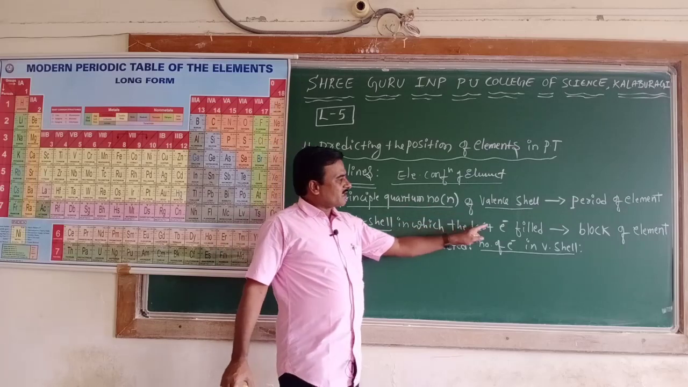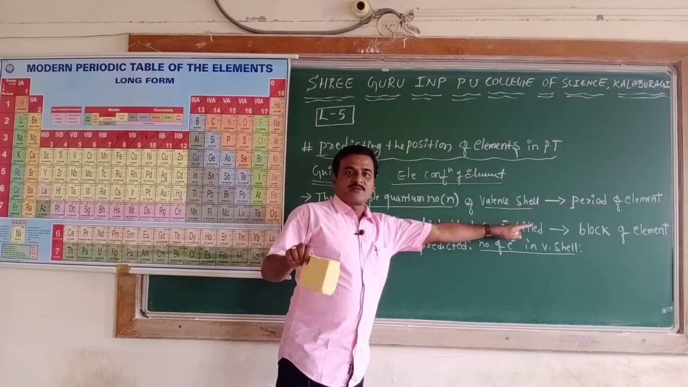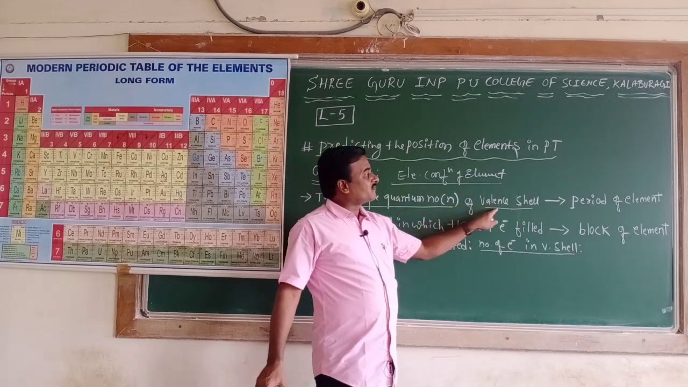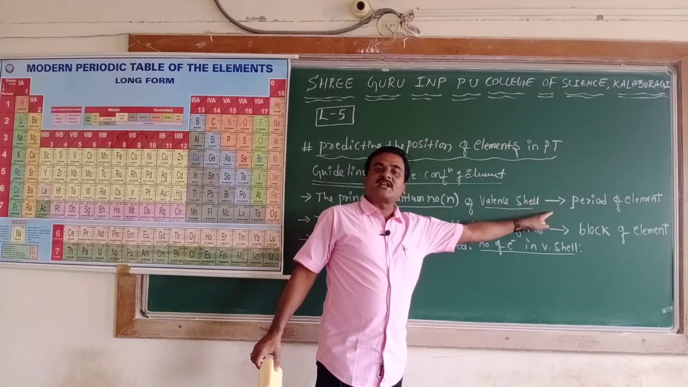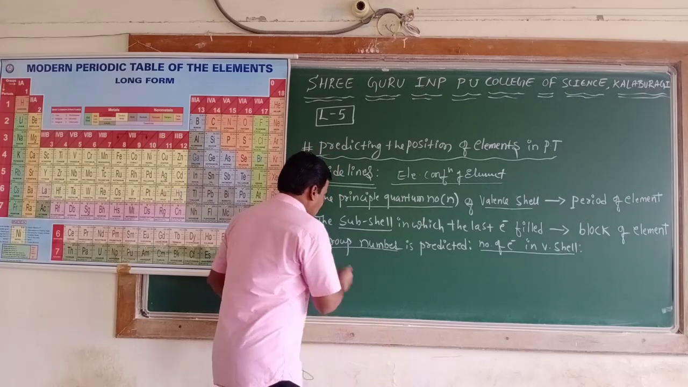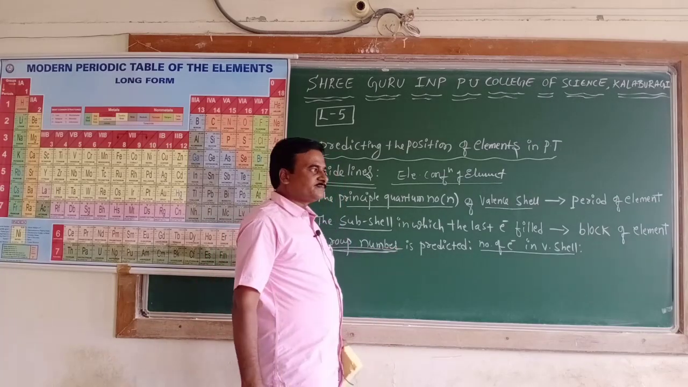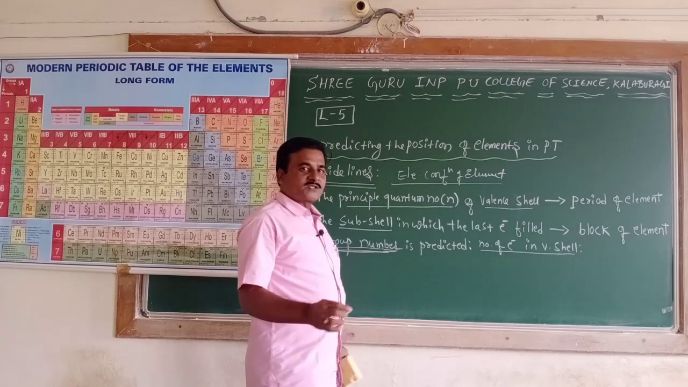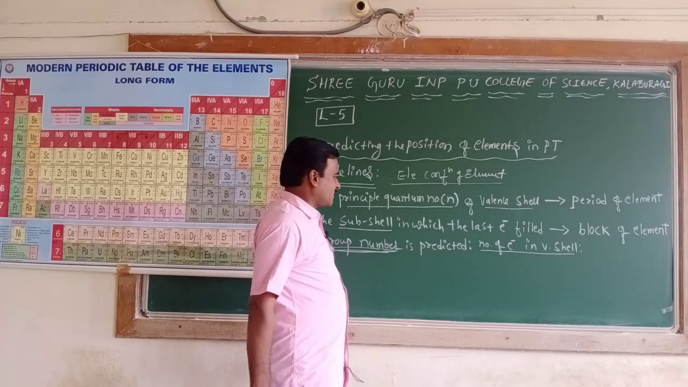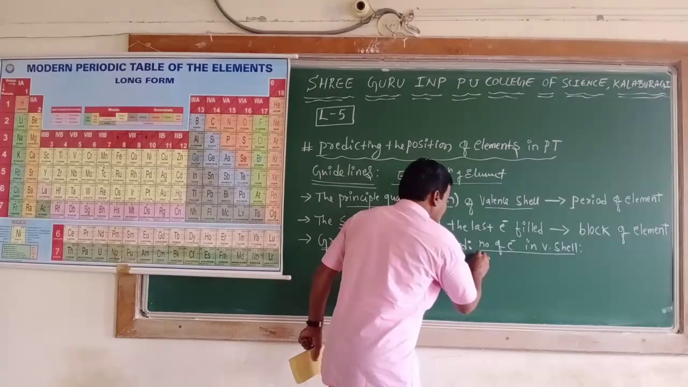The subshell in which the last electron enters gives the block of the element to which it belongs, and the principal quantum number of the valence shell of that element will give the period to which it belongs. So in predicting the group number, we will make use of a table. This table helps us easily locate the position of an element. One should remember this table. I write the table.